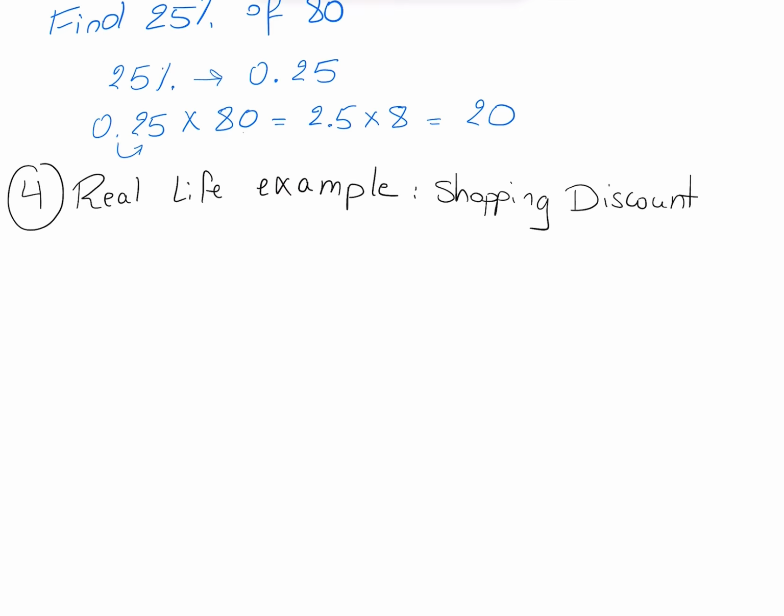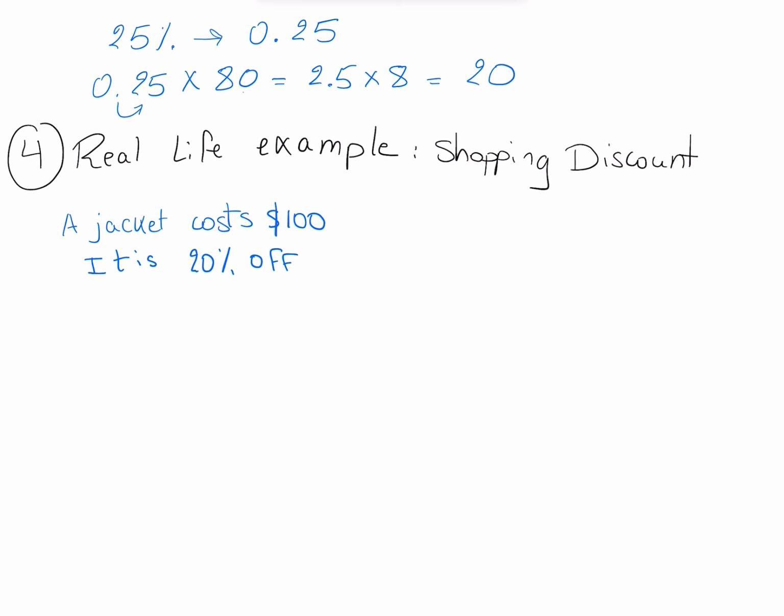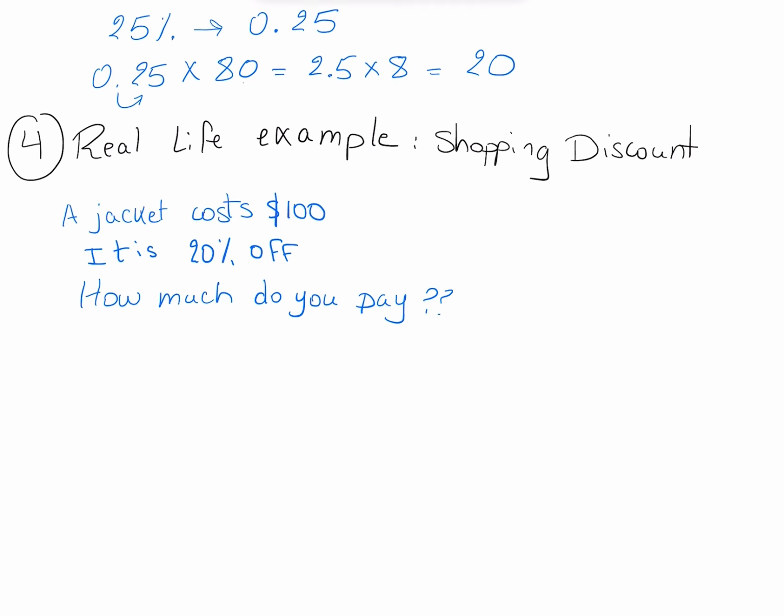For example, let's look at an example. If they say a jacket costs $100, it is 20% off, and honestly you'll see this a lot in numeracy tests. It is 20% off. How much do you pay? Very, very important. And even you find it, as I said before, in NAPLAN. How much do you pay?